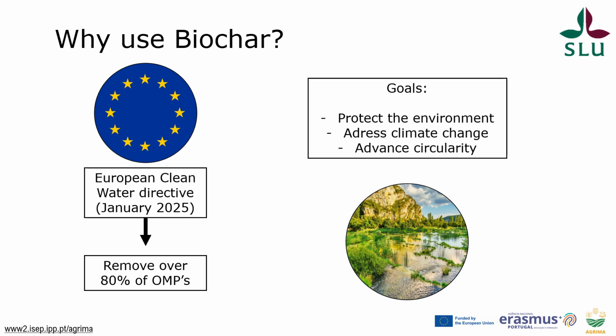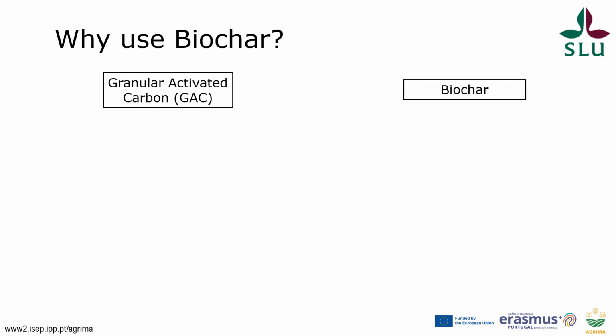But there are also other ambitions in this water directive: address climate change and advance circularity. So we want to not only clean the water, but clean it in a green and proper manner. This is where our biochar comes in, because there is a common technique known as granular activated carbon, or GAC, that has been proven to be amazing at removing organic micropollutants.